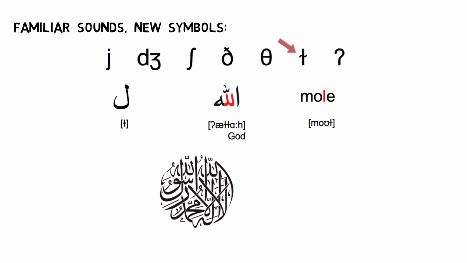In IPA, this sound is a lowercase l with a line coming through it, and it's pronounced in 2 spots in your mouth. The front of your tongue comes up near your front teeth, and the back of your tongue raises up too. Now remember that, since we're going to come back to this sound in just a minute.